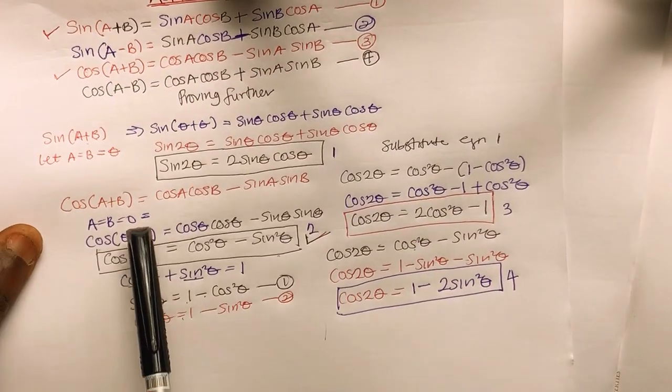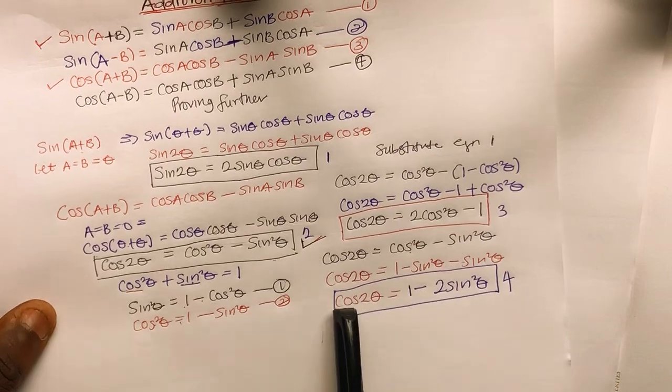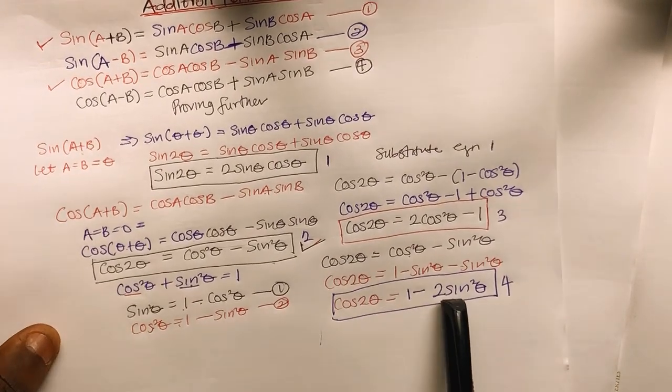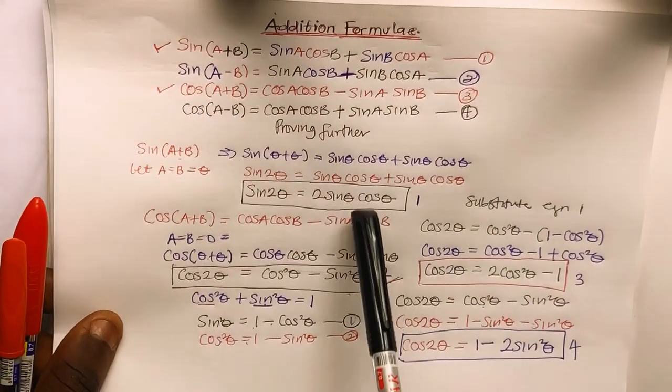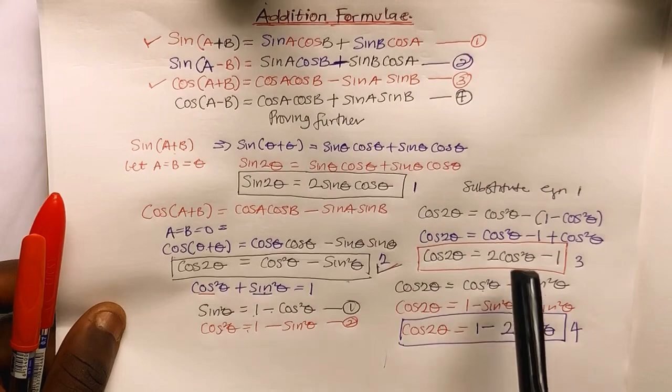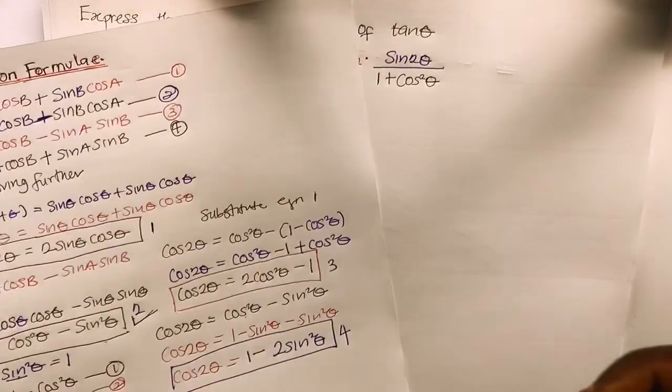Now, I'm having cos 2 theta equals 2 cos square theta minus 1, and I also am having cos 2 theta equals 1 minus 2 sin square theta. But if you look at this statement very well, I cannot use either of these two, but I can use both of them. Then let's think on the one I'm going to use between both of them.